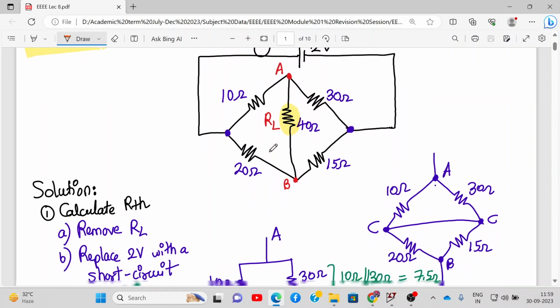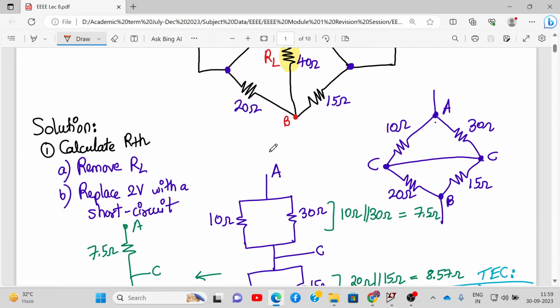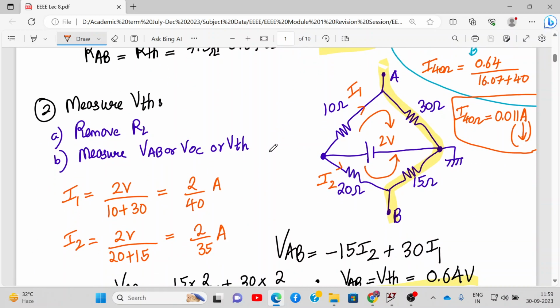Now we have completed 3 numericals, including the last 2 lectures. In the last lecture we solved 2 numericals. So we have solved 3 numericals on Thevenin's theorem, and now it's the right time to start with Norton's theorem.